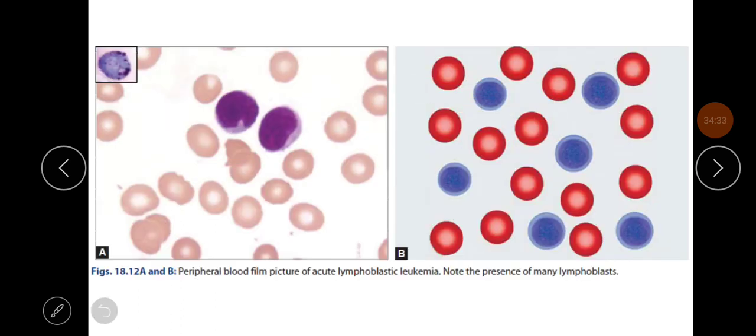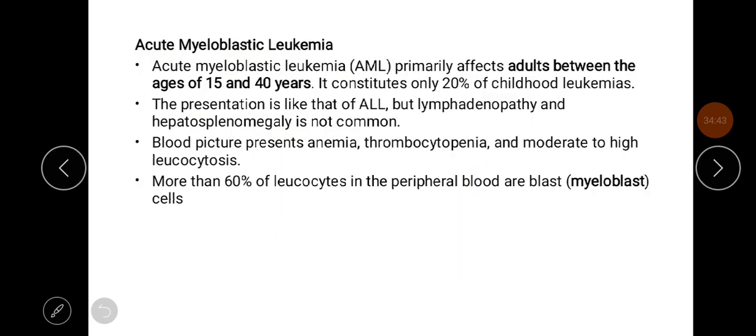This is a diagram showing acute lymphoblastic leukemia; note the presence of many lymphoblasts. Acute myeloblastic leukemia, AML, primarily affects adults between 15 to 40 years. It constitutes only about 20% of childhood leukemias.